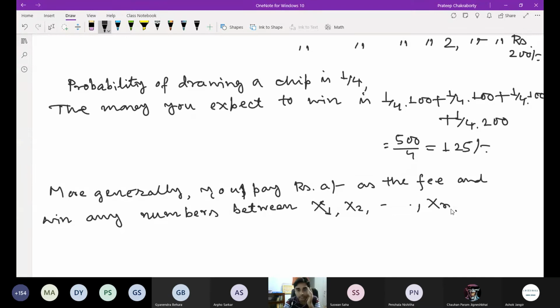So you have to know whether ultimately you will win more than A. If you win more than A, then you will play this lottery. Otherwise, you will not play. So what is the probability that you will win more than A or less than A? If you win less than A, then you will not play because you have to give rupees A as the fee.